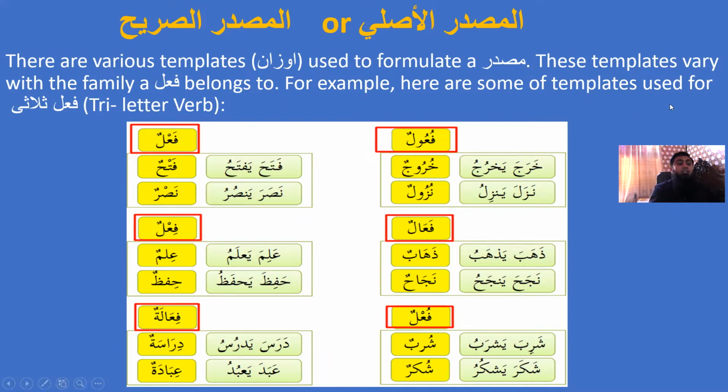Now, here are some of the templates used for fail sulasi. Sulasi, which we call sulasi mujarrad, means those af'al which consist of only 3 root letters. And don't forget, the original root letters of any fail are found in the first cell of the Madi chart, the past tense chart, like Daraba or Nasara. This will tell you what the original root letters of any fail are. Now, I have given some of the templates here.